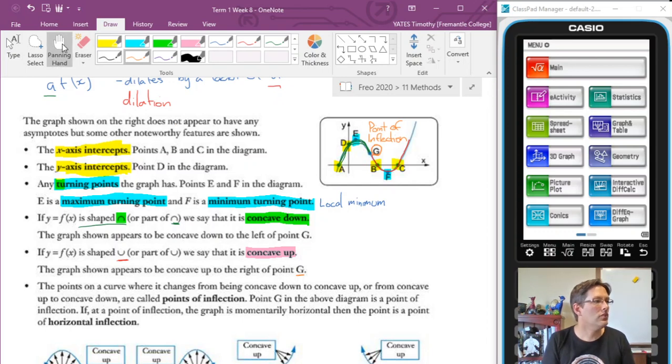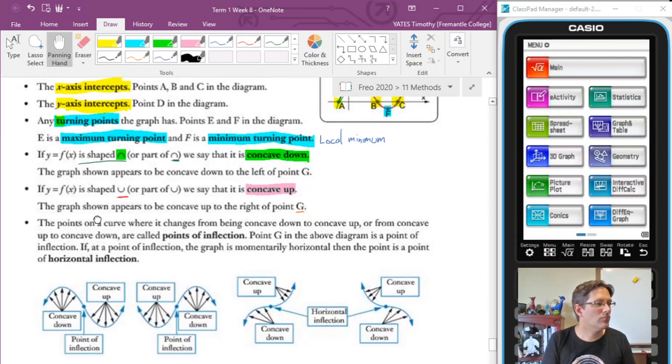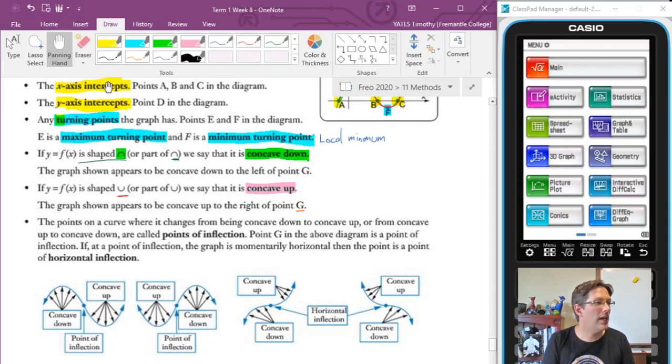Okay, so the point where it changes is called the point of inflection. Now here we've got a concave down, as an example, and then it transitions into being concave up. So it's going down, then it starts turning around and coming back up again. And then we've got our point of inflection in the middle.